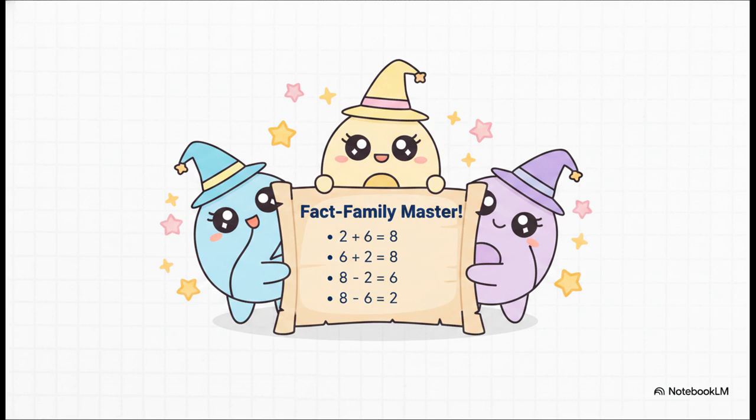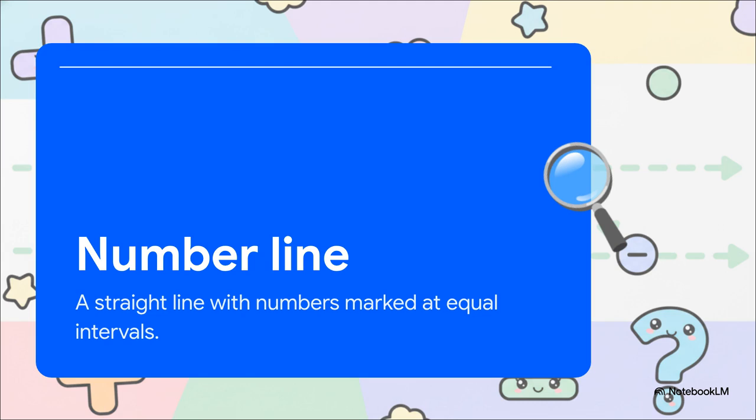For addition, you should have 2 plus 6 equals 8, and 6 plus 2 equals 8. Then for your subtraction equations, you want to start with the big number. So 8 minus 2 equals 6, and 8 minus 6 equals 2. If you got those, fantastic job. You are officially an amazing fact family master. Okay, are you ready for our next amazing tool?